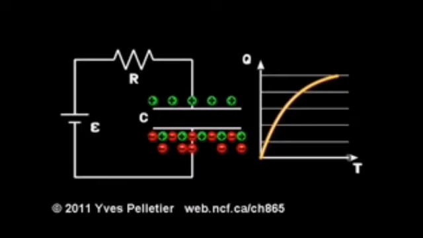Therefore, when the capacitor is fully charged, you have to know that the voltage across the terminals of the capacitor is 12 volts too. That is, at the end of the charging process, the voltage across the terminals of the capacitor becomes equal to the electromotive force E of the generator.